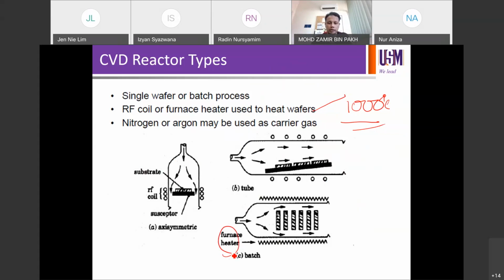So you have your furnace heater, you have your tube. It can be vertical, it can be horizontal like this. You can also use an RF coil for the heating. Nitrogen or argon can be used as a carrier gas to transport the reactants to the silicon before the deposition can start.